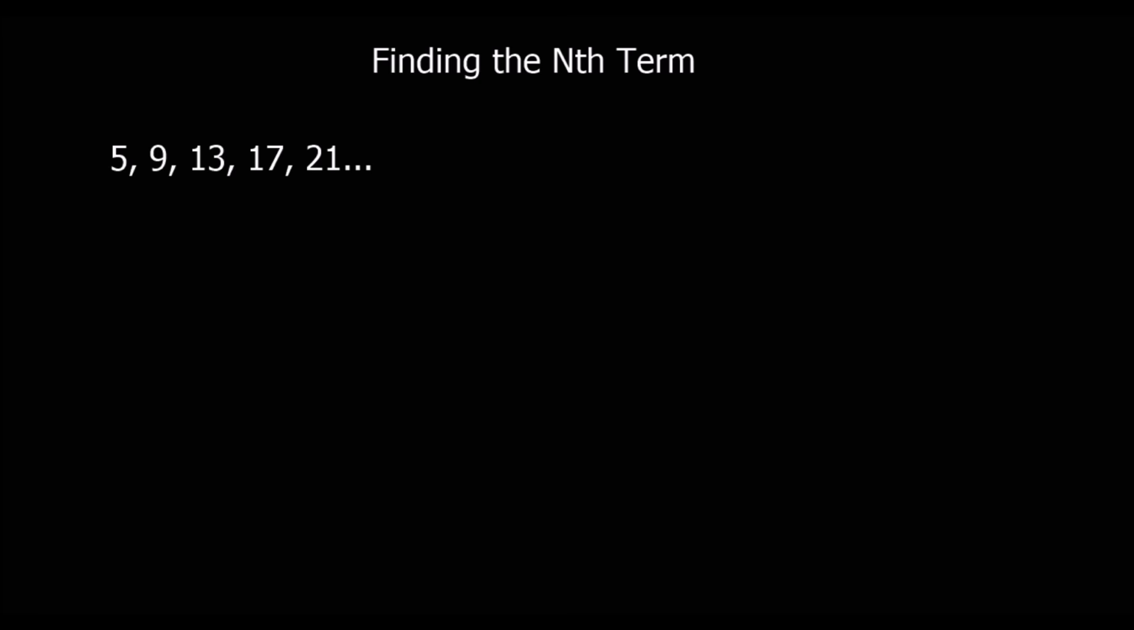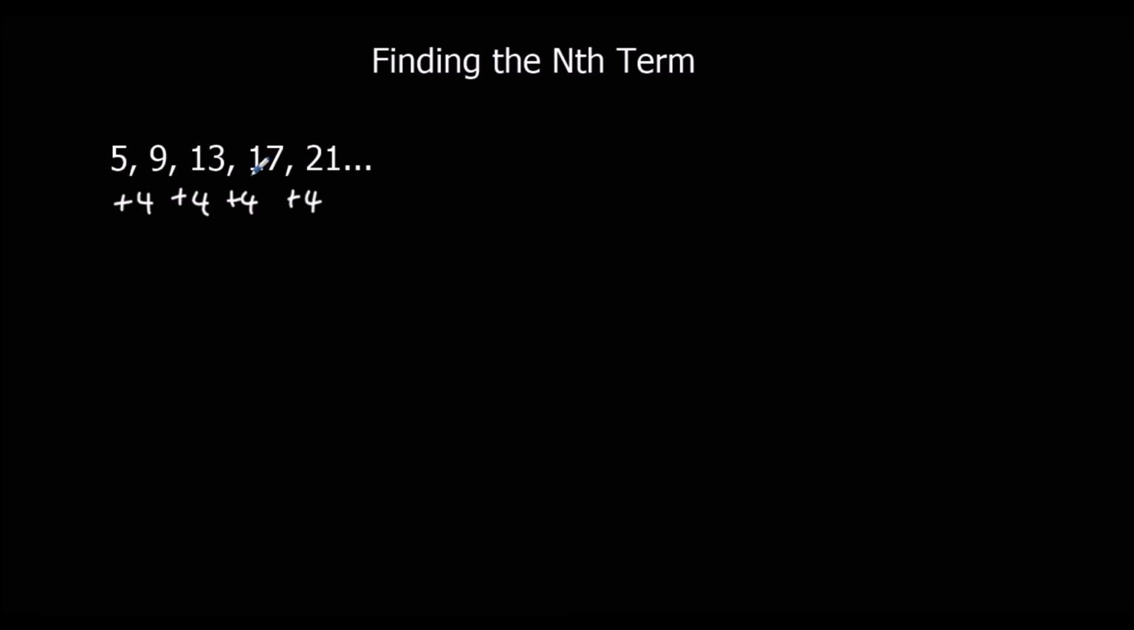Here we're being asked to find the nth term. So we're going to find the rule for the sequence. The first thing we're going to look for is what's the pattern here, what's going on. So it's 5, 9, 13, 17, 21. It's going up in 4s every time. So the term to term rule is +4 every time.